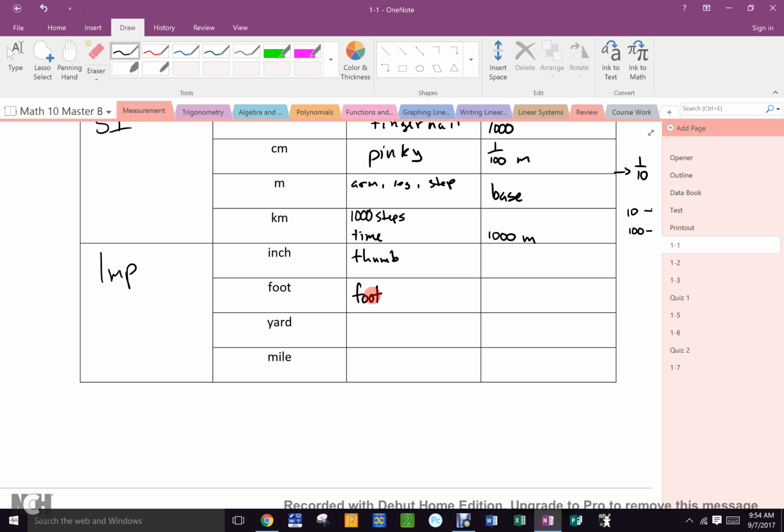All right. A yard. Well, a step, because it's almost the same as a meter. And a mile.